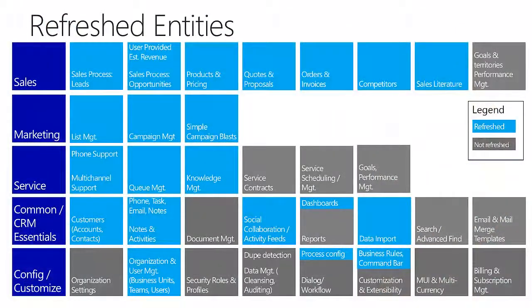The next slide shows quite a few boxes. There are 30 refreshed entities. I won't go through them all here. You can have a quick look between sales, marketing, service, and the configuration. You can see, for example, at the bottom the security roles and profiles, the document management, the goals, and performance management. These haven't been refreshed. The refreshed ones are in blue, as you can see on the legend key on the right hand side. So all the important ones that the everyday user will use have been refreshed in CRM 2013.